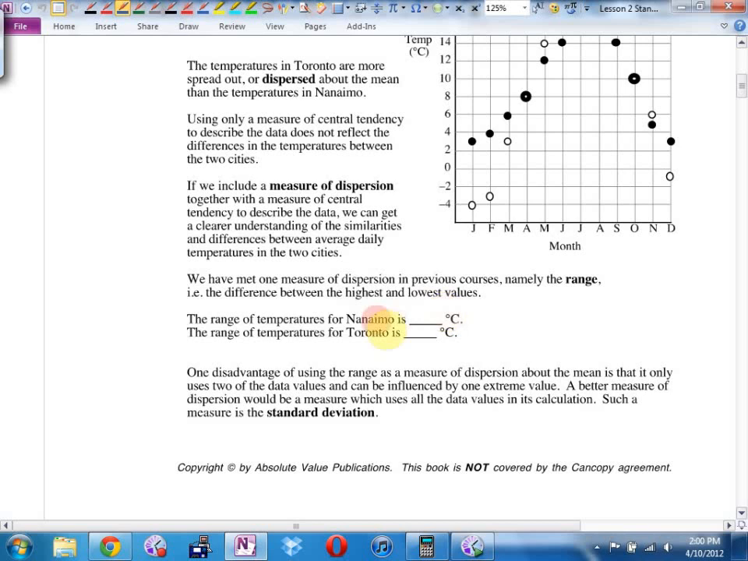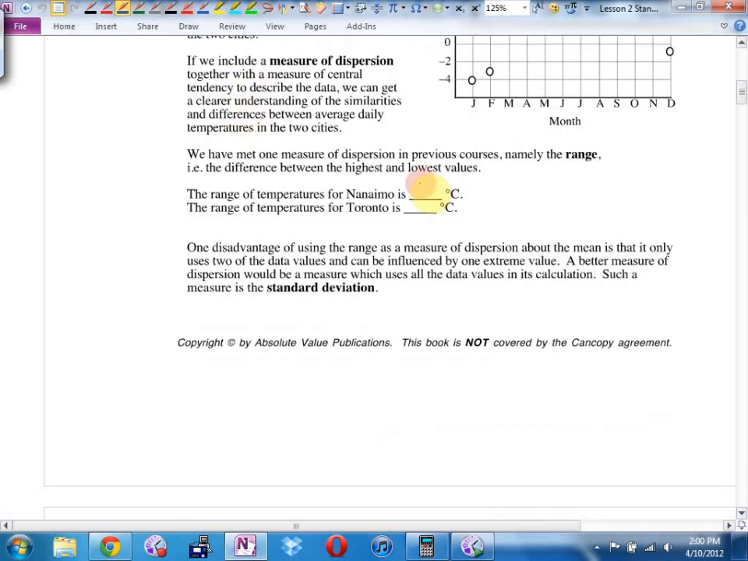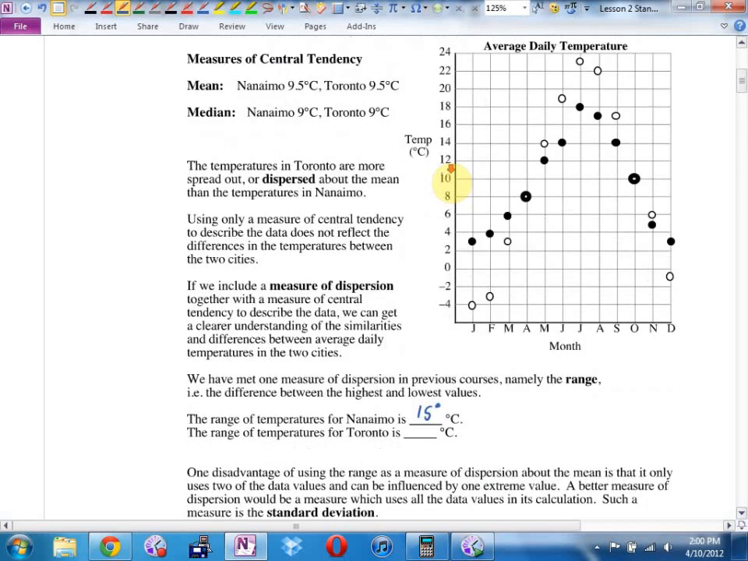What's the range of temperatures for Nanaimo? Look at the chart. What's the biggest temperature here in Nanaimo? 18. What's the lowest? 3. The range of temperatures is 15 degrees. What's the range of temperatures for Toronto? What's the highest that appears in the chart? 23. What's the lowest? -4. So what's the range? 23 minus -4. 27 degrees, yes?